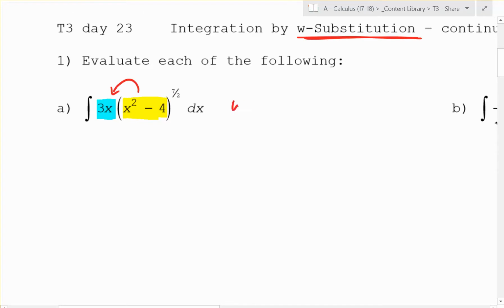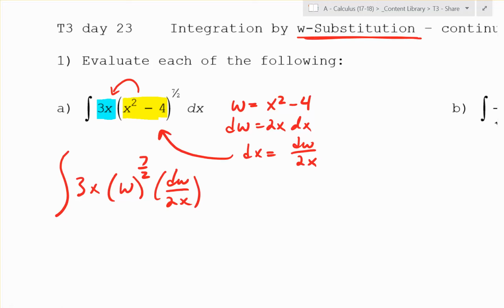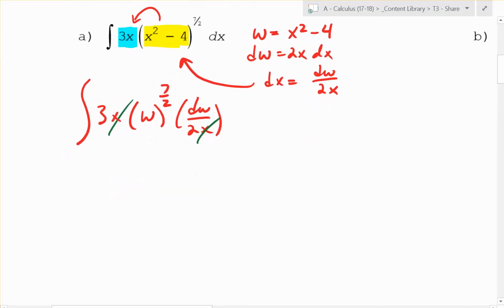So what we're going to do is say W is equal to x squared minus 4. You let it equal the higher power, and dW will be 2x dx. So dx will be dW over 2x, and then you plug it in, and you're doing the integral of 3x times w to the 7 over 2 power, and instead of dx, we write dW over 2x. And the magical thing that happens is we get rid of that x. It cancels. If it didn't cancel, we'd have a problem because we have multiple variables.